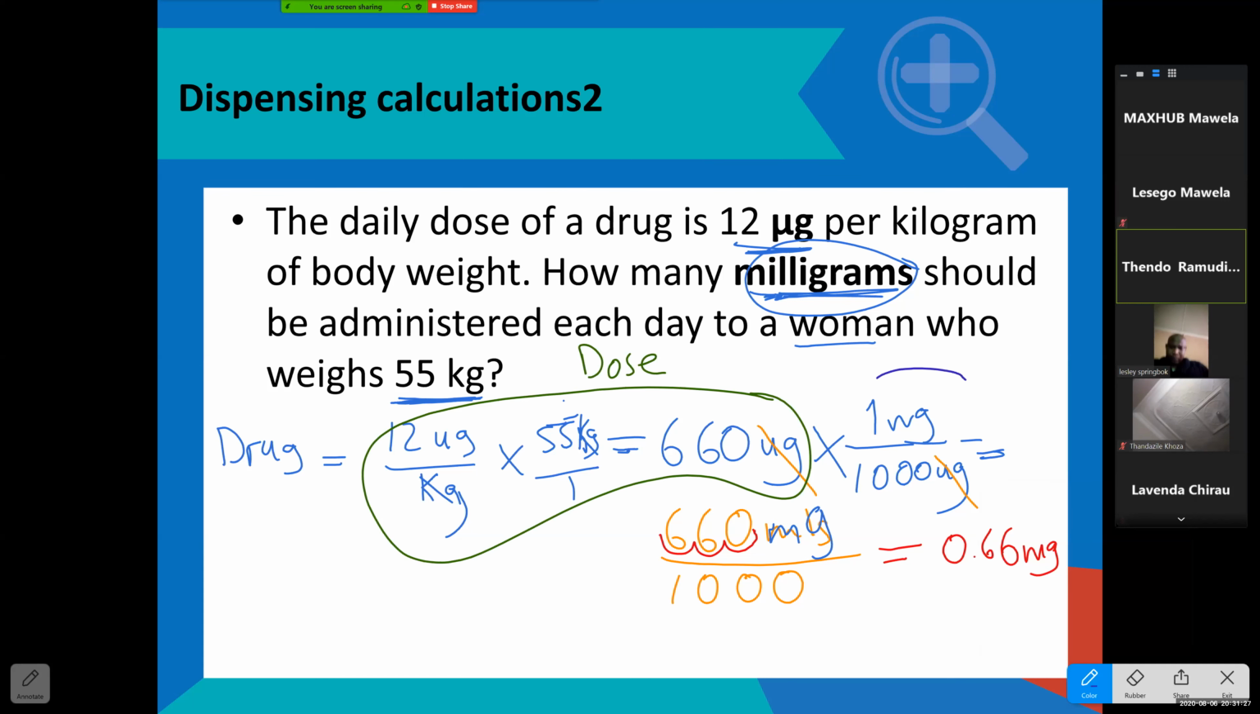Always identify the relationship, you use it to multiply, and then you get your answer as we have managed to get it. Right. Are you still with me? I hope so. Yes, doctor. Okay, great stuff.